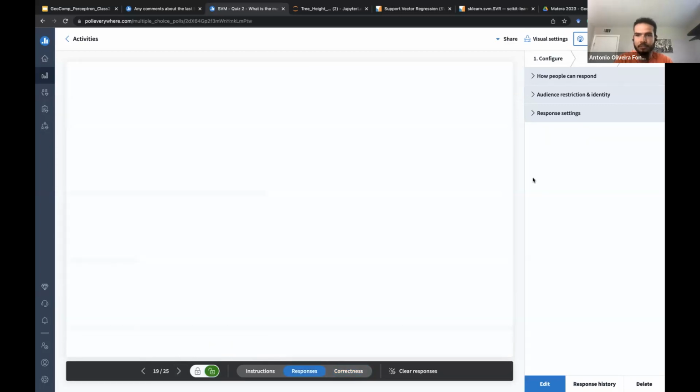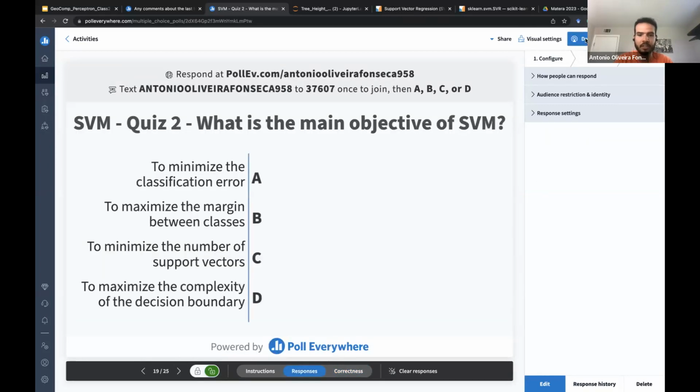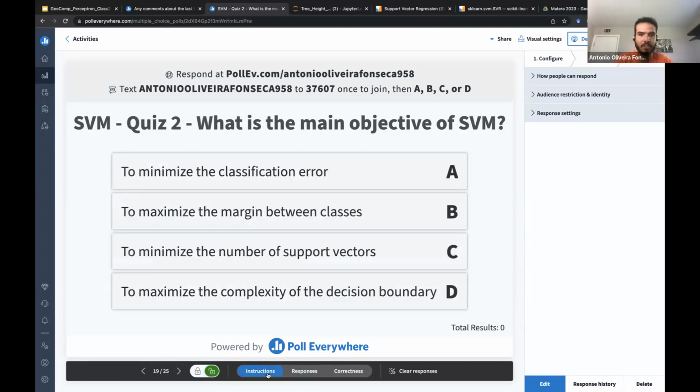So next question, activate. For this one, what is the main objective of a support vector machine? We have been talking a lot about that, right? And I hope you guys can get to this one. Okay, we already have 8. I'm going for 12 again. Nine, 10, very good.